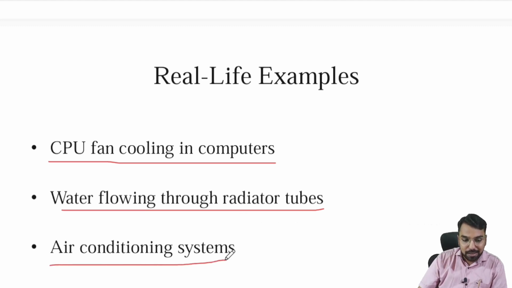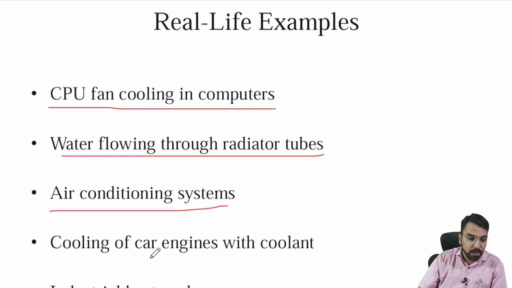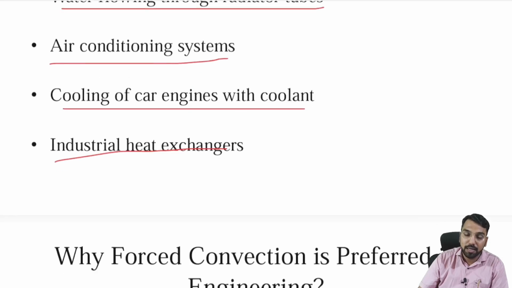So in an air conditioning system, the pump and blower system is also used. Cooling of a car engine is done with a coolant, and the coolant is provided to the engine using a pump. Then there is the industrial heat exchanger. So these are some real life examples of forced convection heat transfer.